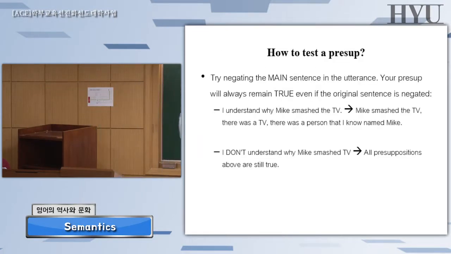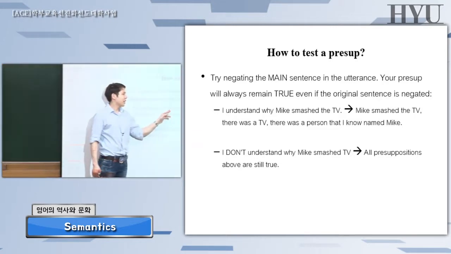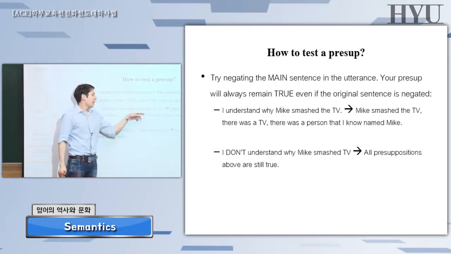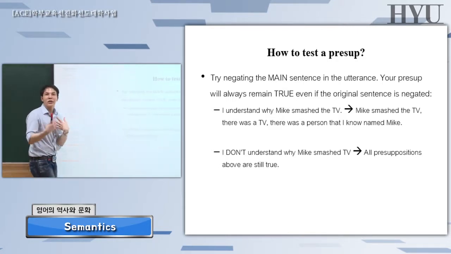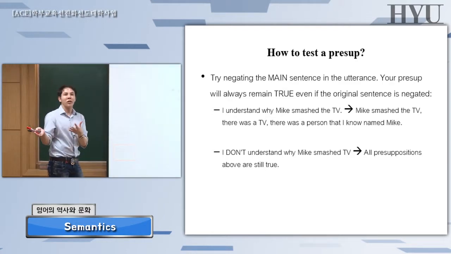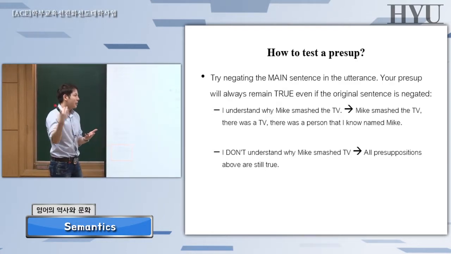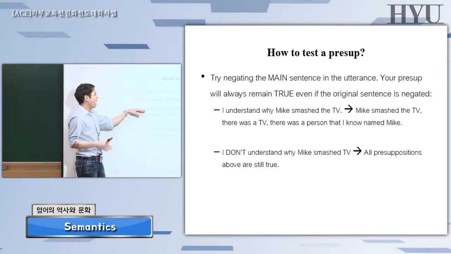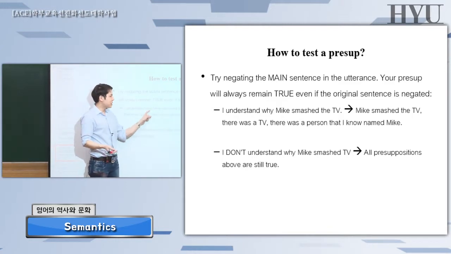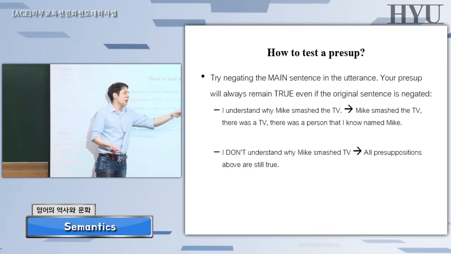So same thing here. I understand why Mike smashed the TV. Here, one of the presupposed things is Mike smashed the TV already, so I understand it. I understand why he smashed the TV, right? Perhaps he was angry, perhaps he was sad, perhaps he hated that TV so much, whatever. But I understand why he did it. So if that person says, I understand why he did it, he must have done it already. So the presupposition is Mike smashed the TV, right?